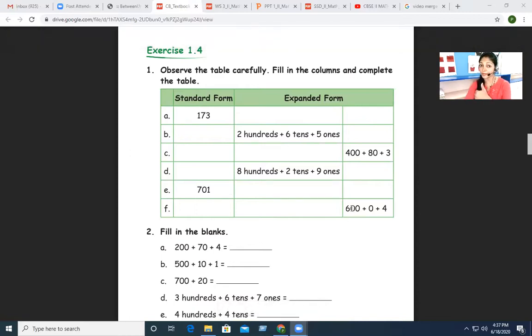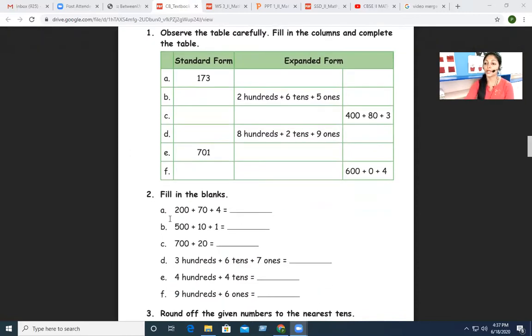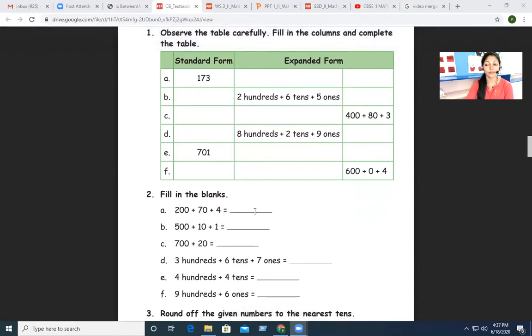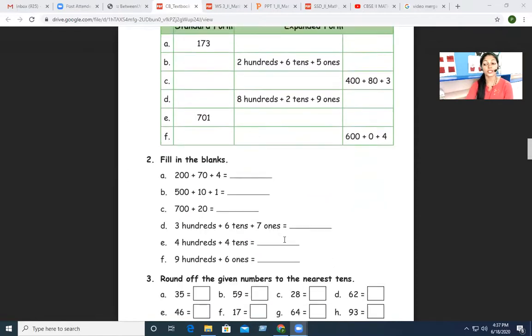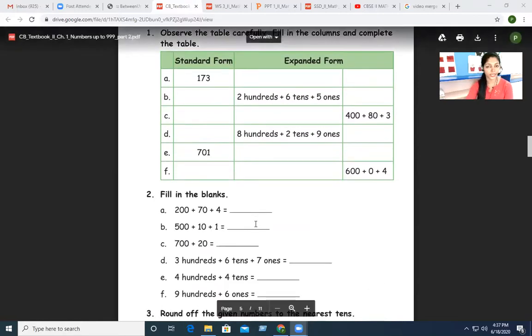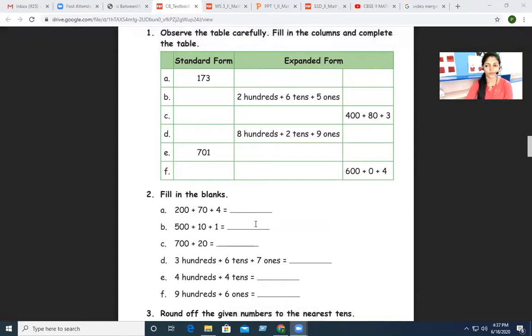Is it clear? Okay, now coming to the next one here. 200 plus 70 plus 4. Here you have to write the standard form, not expanded, standard form. Okay, so only these two exercises you will have to solve. Clear?